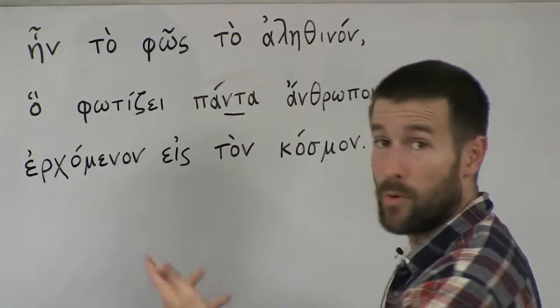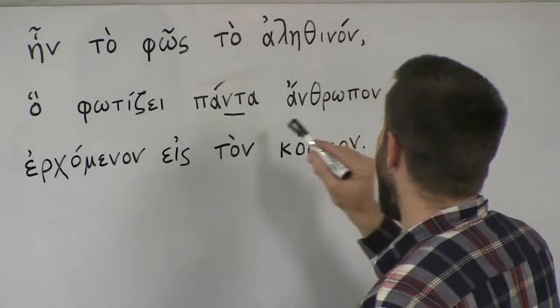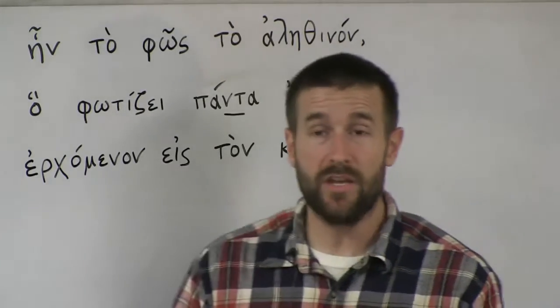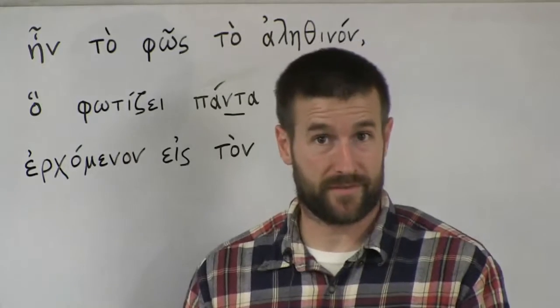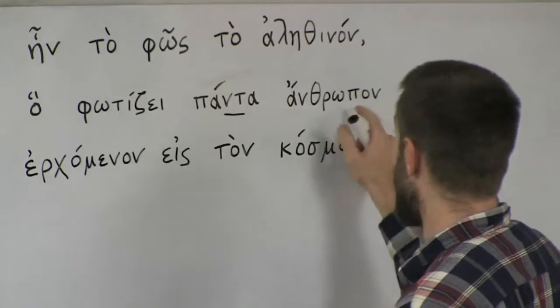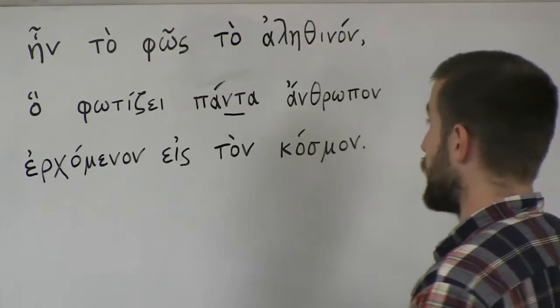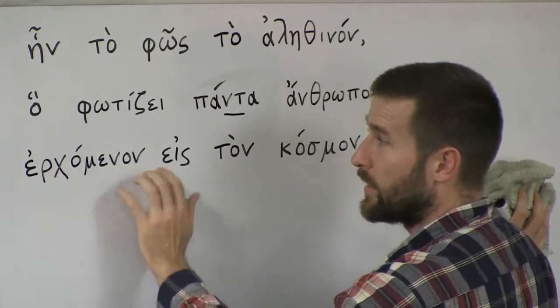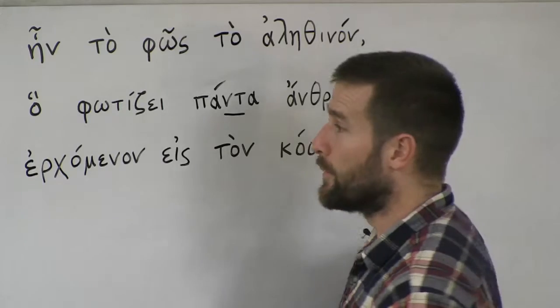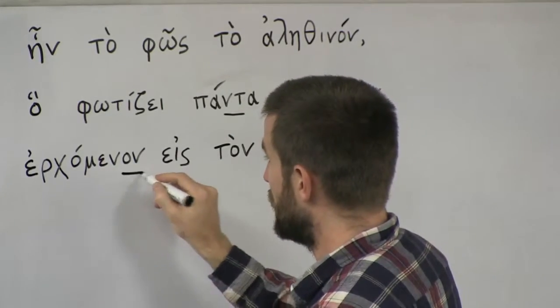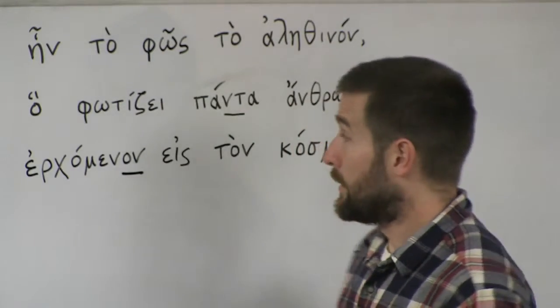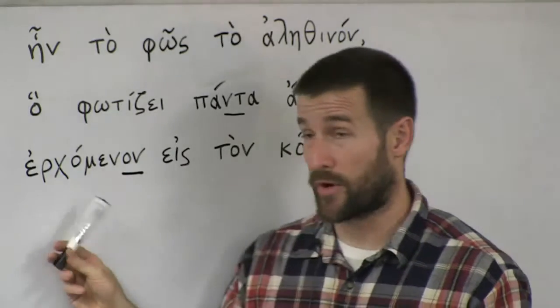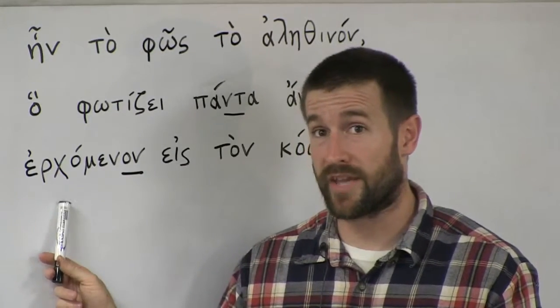The study of people, the study of mankind. Anthropon, anthropology, or a philanthropist. Those are some words that are derived from the Greek word anthropon. And then we have this word, erchomenon, and we're going to get into this verb form in another lesson. But this verb form is super common when you're reading a Greek New Testament.